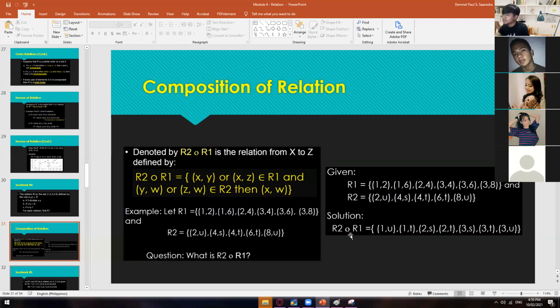All right. So just be wary of the arrangement of the R2 o R1. So R2 o R1 is different from R1 o R2. Okay. So whichever is on the last one, that should be your first element. Whatever is your first, say R2 here, then that one should be the second element. Okay. So you're going to compare this one from R1 to R2.